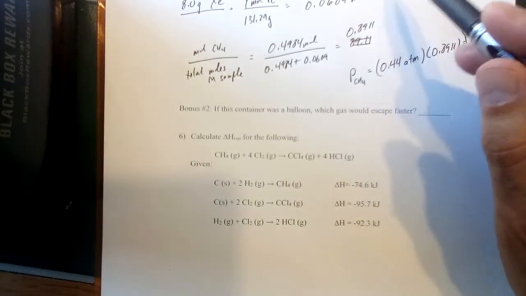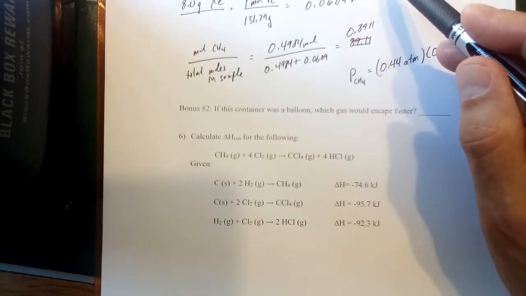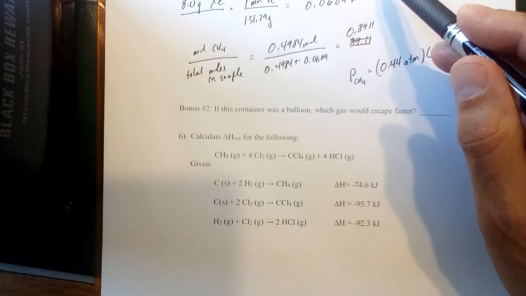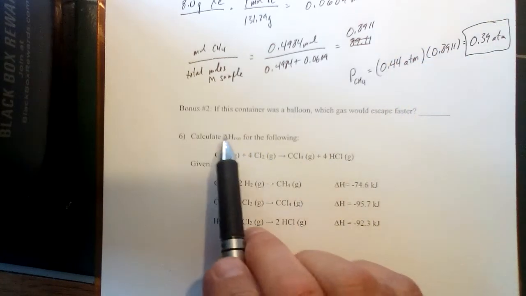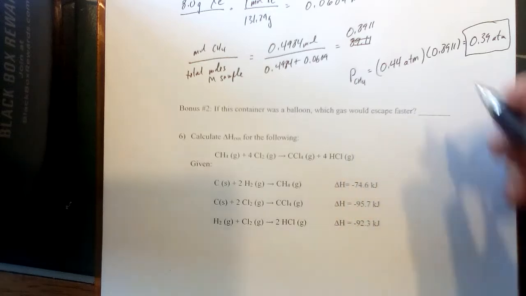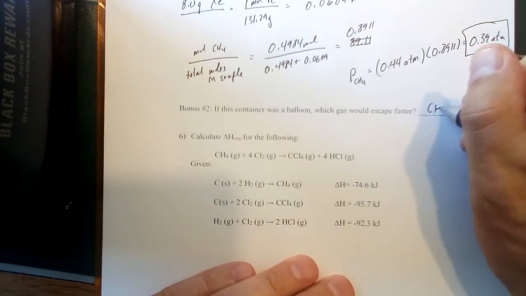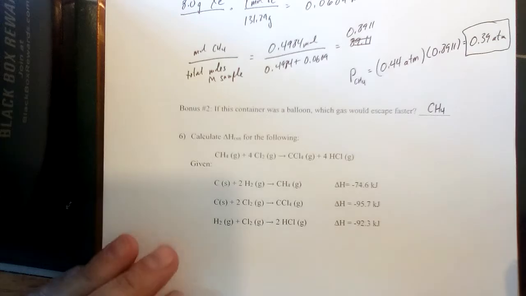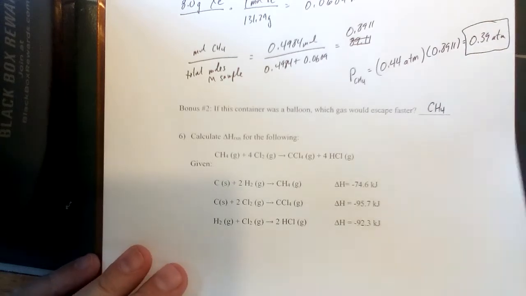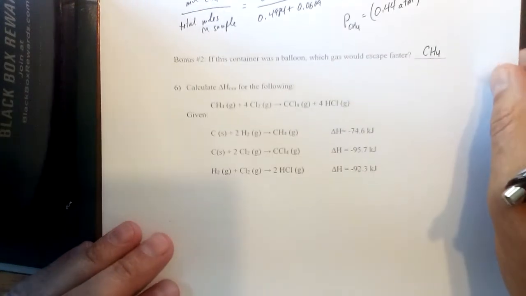So in this case, the lighter molecule is moving faster, is more likely to escape, effuse through the small holes than the heavier molecule. So if this is a balloon, the gas that would escape faster is the lighter one, is the methane. The xenon, being heavier, doesn't move as quickly, doesn't have as high of an average mean speed, so it would be less likely to effuse and to escape from the container.